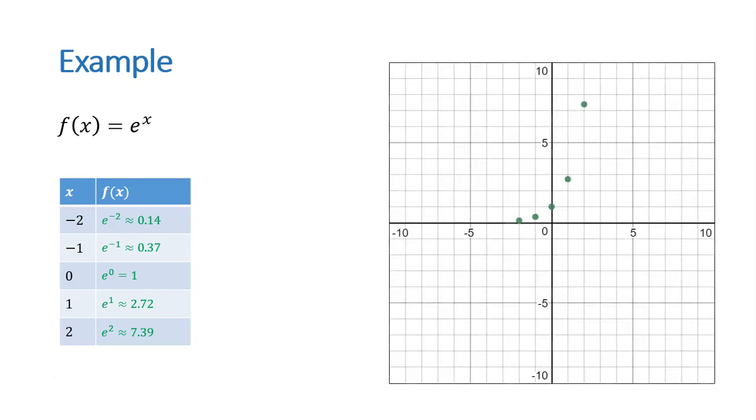So if we plot these points, we get the same shape as what we had for f of x equals 2 to the x power. We plot our points and connect them, and we have a graph of the same shape. So again, we have that horizontal asymptote at the x-axis, and we also have the y-intercept at 1. The only thing that changed again is the steepness of this graph.